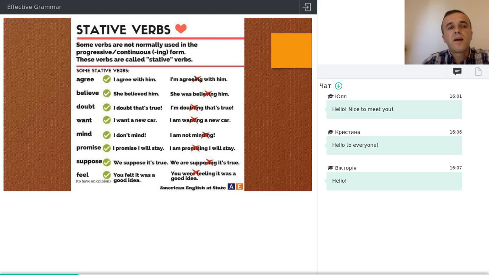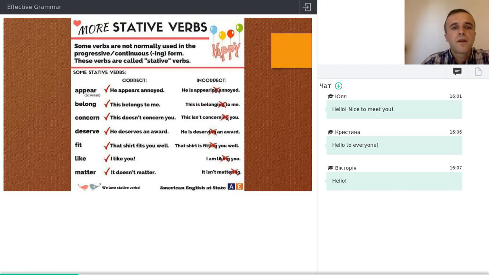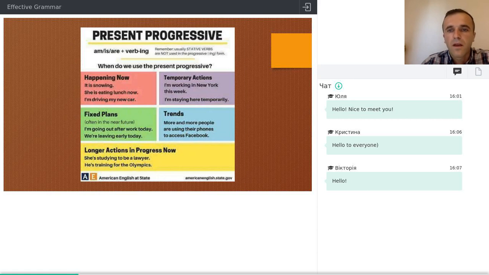Here are some stative verbs and examples to them. You can also ask them to provide their own examples to the stative verbs, and they will understand them in a proper way. So here is some more. Here are some more stative verbs, and so on and so forth.